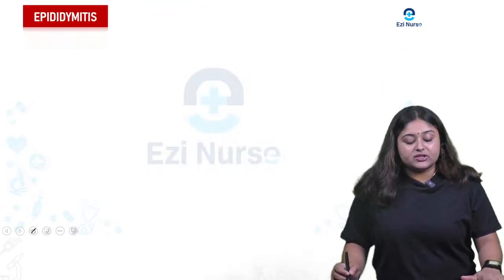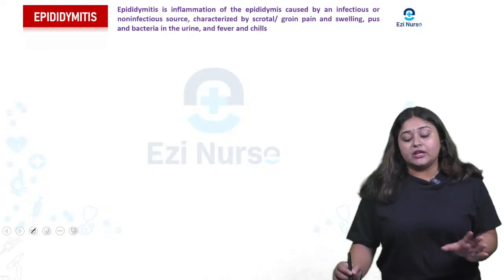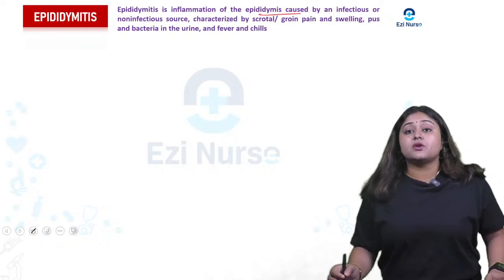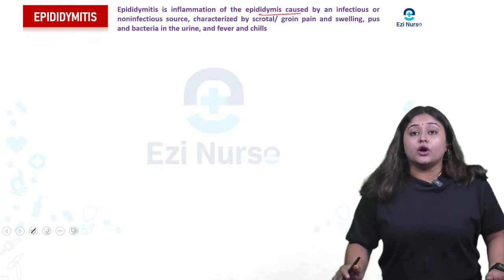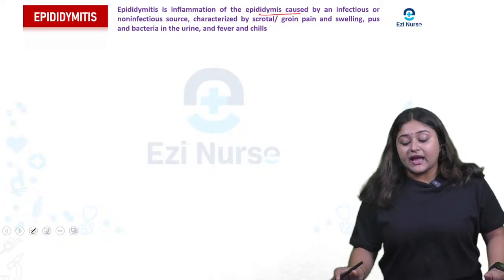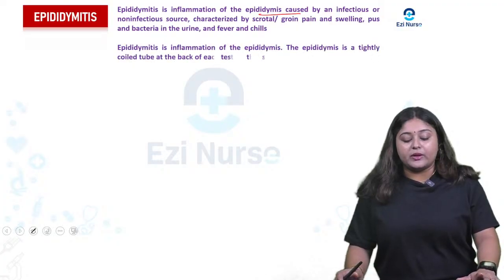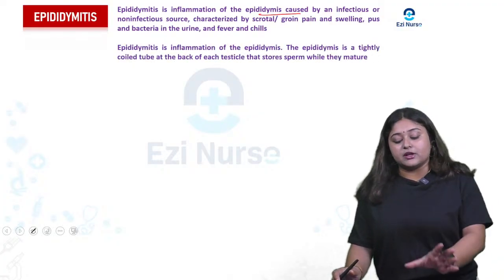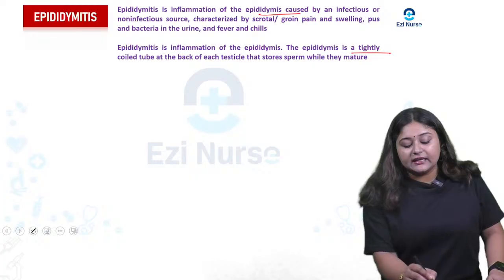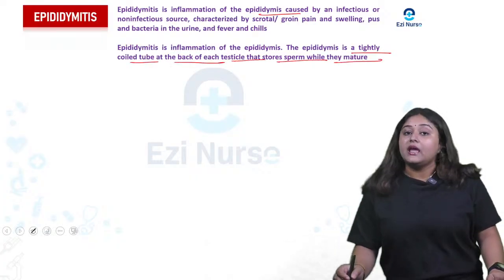Now come to the next, that is epididymitis. Epididymitis is inflammation of the epididymis, caused by infectious or non-infectious causes, which is characterized by scrotum or groin pain and swelling, pus and bacteria in the urine, and then fever and chills. The epididymis is a tightly coiled tube at the back of each testicle that stores sperm while they mature.